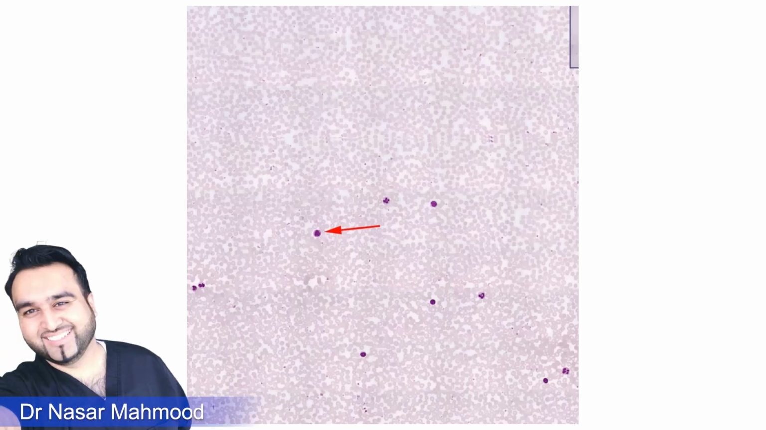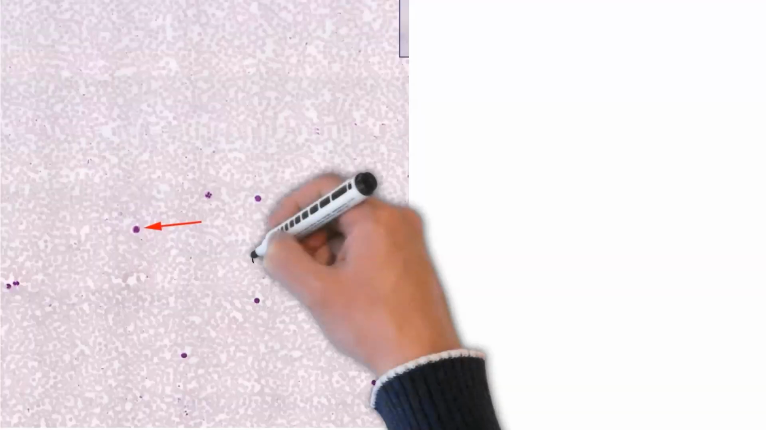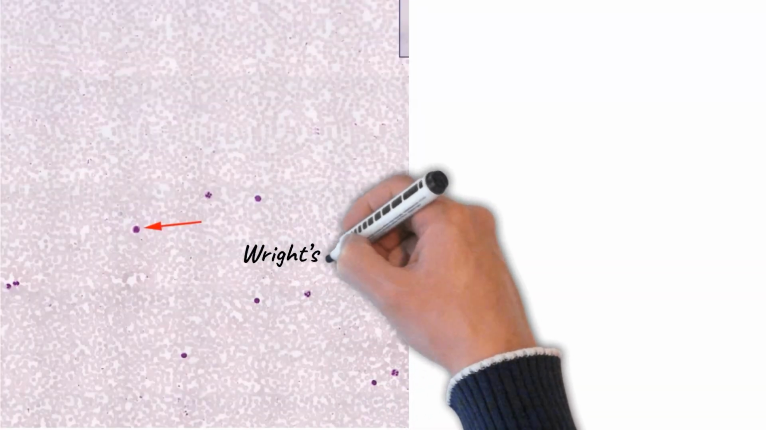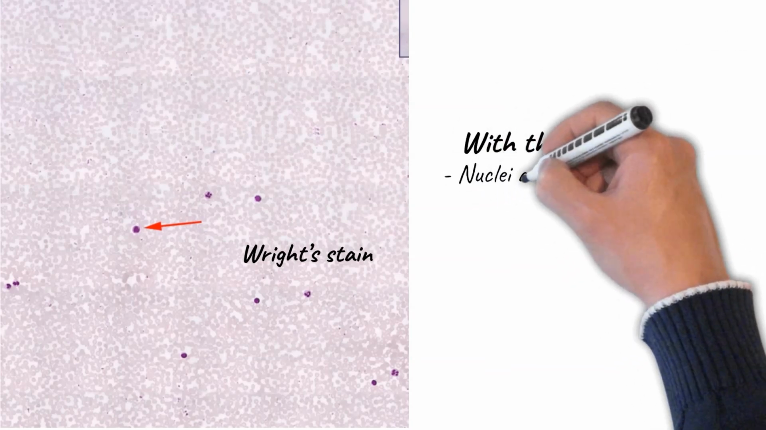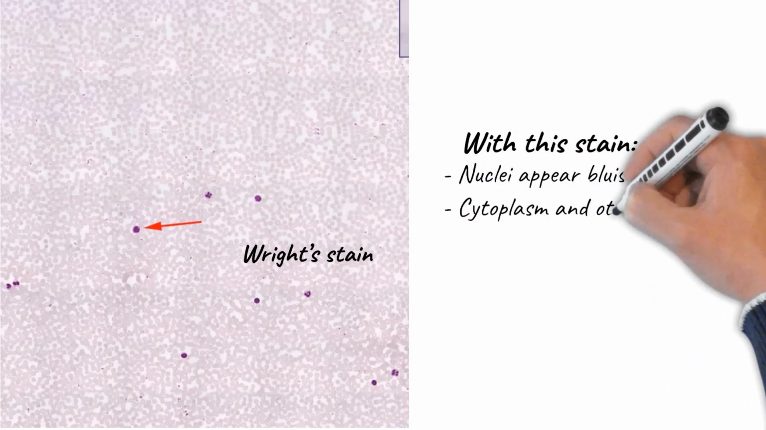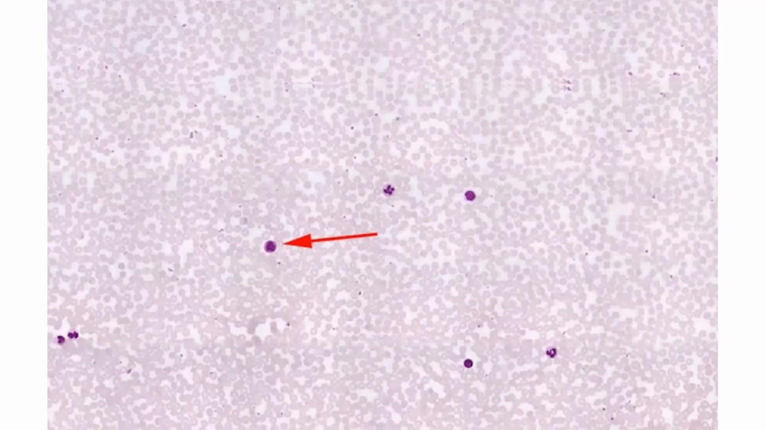It's Dr. Nasser here, and today we are looking at a classical peripheral blood smear histological slide. Now, unlike most histological slides that use hematoxylin and eosin staining, blood smears typically stain with Wright stain. With this stain, nuclei appear bluish and cytoplasm or other structures appear pink or reddish. A blood smear allows us to examine different types of blood cells circulating in the bloodstream.